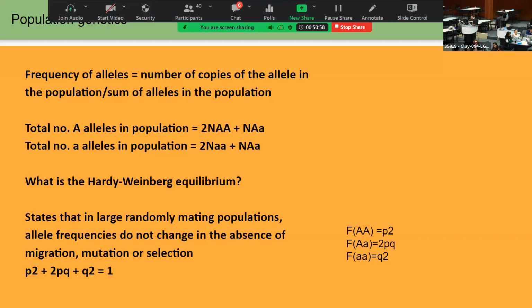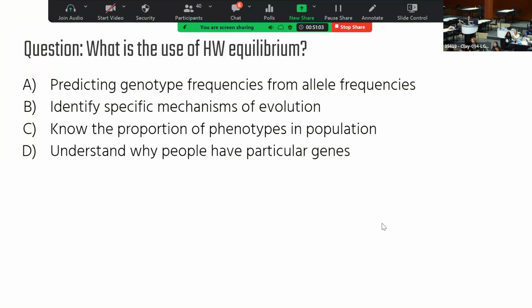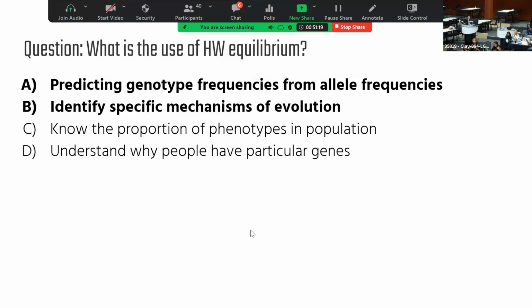Okay, next, genes. We're gonna speed through this. This is just a reference slide. Okay, questions. What is the use of the Hardy-Weinberg equilibrium? If I get attention, please. Okay. Someone want to shout an answer? Quick. A and B, trick. Okay, so they predict genotype frequencies from allele frequencies and also try to see how evolution occurs by how the alleles change.